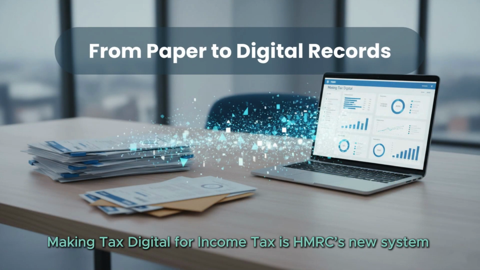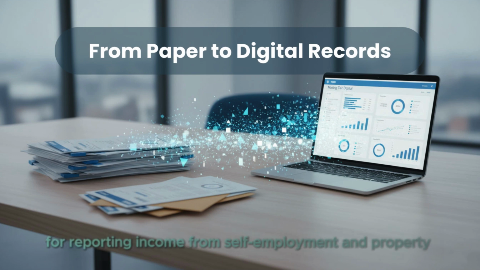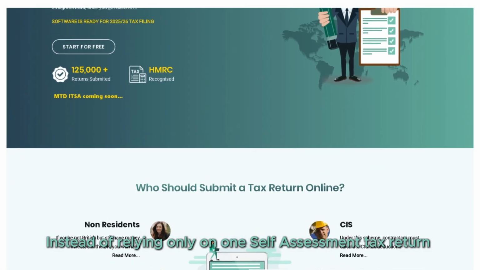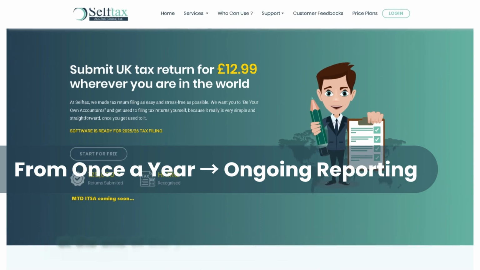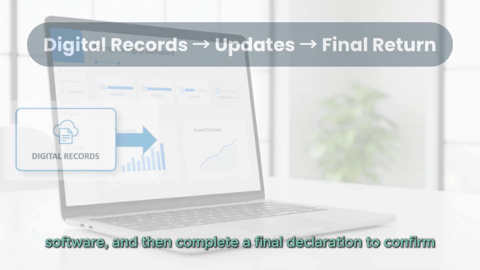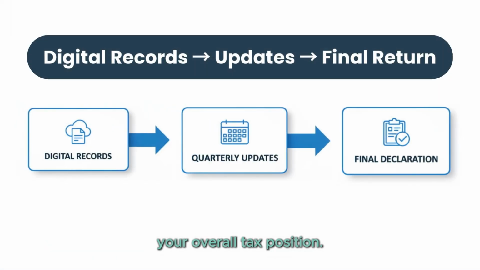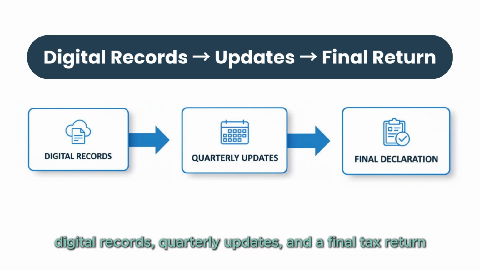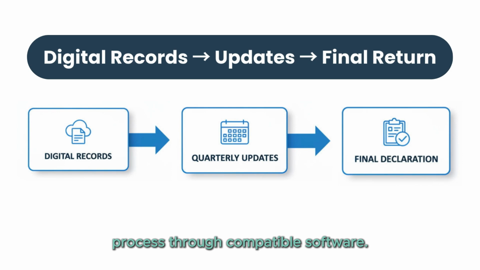Making Tax Digital for income tax is HMRC's new system for reporting income from self-employment and property using digital records and compatible software. Instead of relying only on one self-assessment tax return at the end of the year, people within MTD will need to keep digital records, send quarterly updates through software, and then complete a final declaration to confirm your overall tax position. HMRC's current guidance says MTD for income tax requires digital records, quarterly updates, and a final tax return process through compatible software.